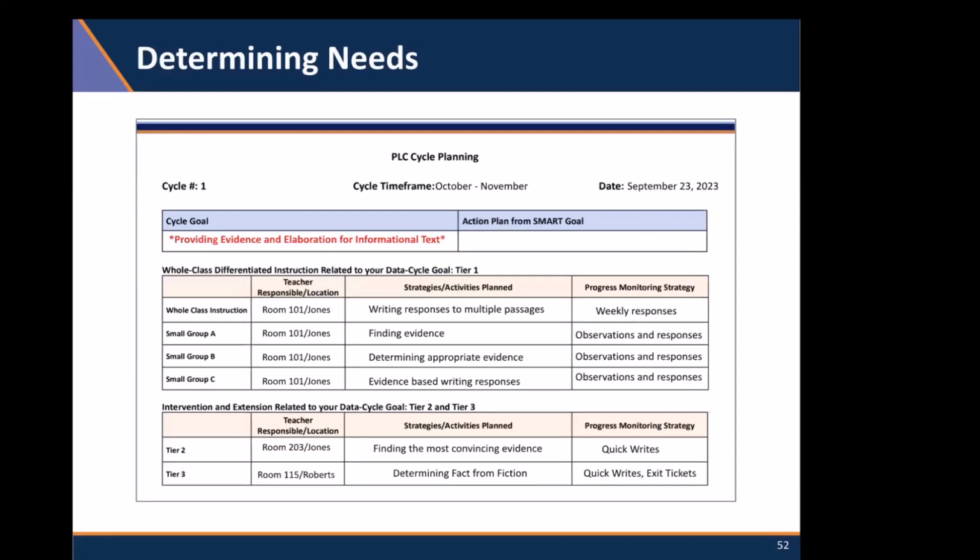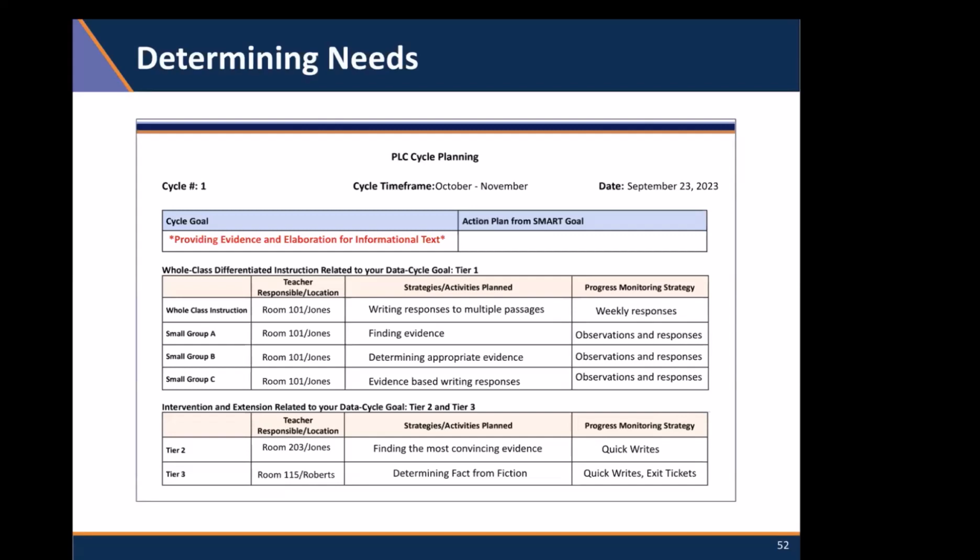Again, we want to make sure we have that cycle goal there that we're always relating back to. What are we going to do in our tier 1 instruction? Maybe we're working on some writing responses to multiple passages that are informational. We are progress monitoring with weekly responses. And then in our small groups, we want them to find evidence. We want them to determine appropriate evidence and evidence-based writing responses. And we'll use observations and responses to monitor how our students are doing.